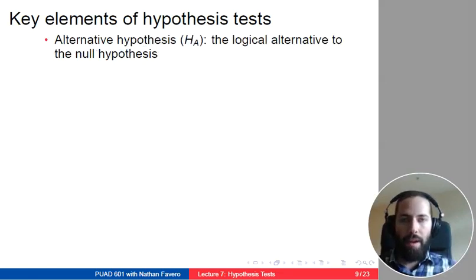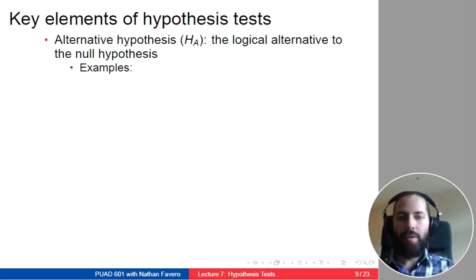The alternative hypothesis is also something that we're going to write in step 1 of a hypothesis test. And the alternative hypothesis is simply going to be the logical alternative to the null hypothesis. Now, we're going to put a slight caveat on that in a moment, but that's at least a good starting place, to think about the logical alternative to the null hypothesis.